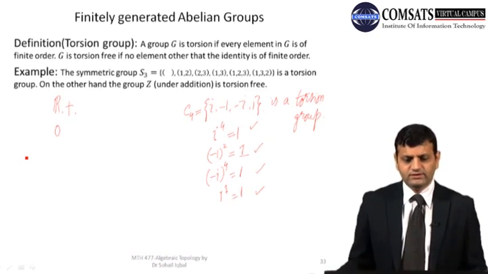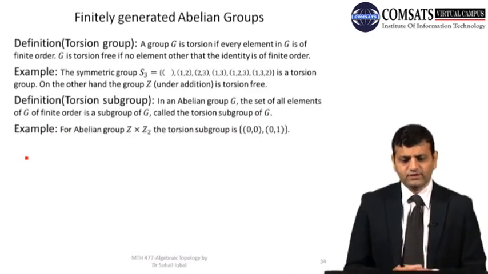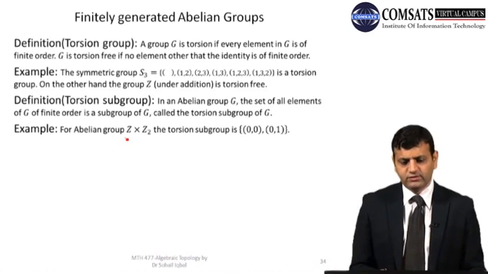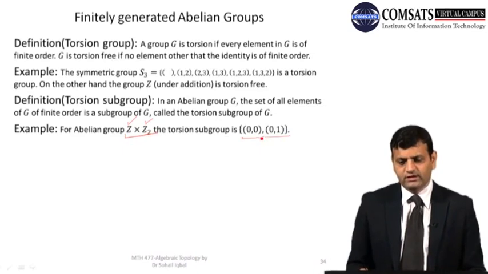So let's go to our next concept. What is torsion subgroup? In an abelian group G, the set of all elements of G of finite order is a subgroup of G called the torsion subgroup of G. So for example, consider this abelian group. We have seen that Z under addition is a group. Z2, which has 2 elements 0 and 1, under addition is a group. So the torsion subgroup is this element. Apart from the identity, we have one other element of this group. So this is the torsion subgroup of this group.